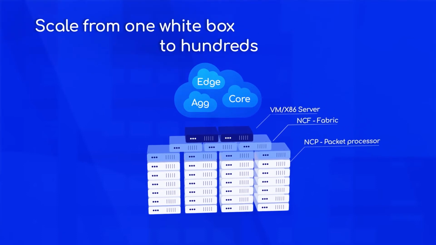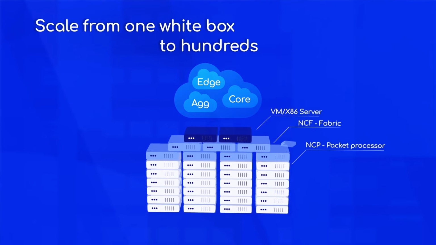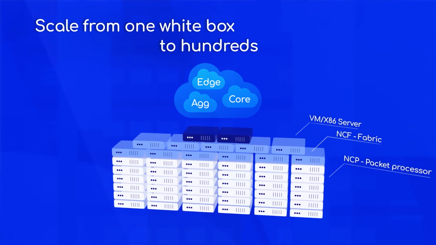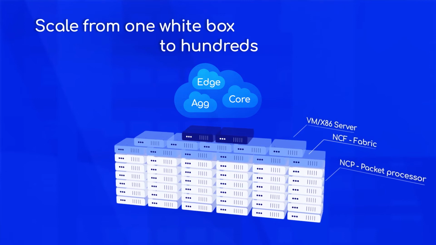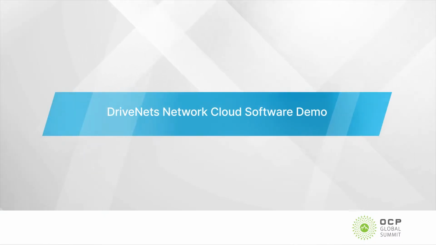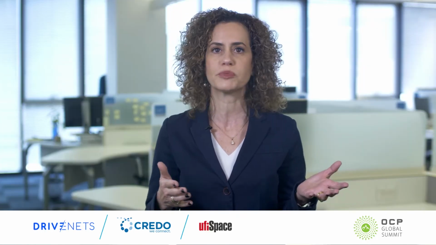A single NCP is a 4 terabit per second router, while clustering NCPs and NCFs together creates any size router up to 768 terabits per second. This creates a very flexible router model. And third is the cloud-native software, based on containers that are distributed across the white boxes, creating a single router entity.